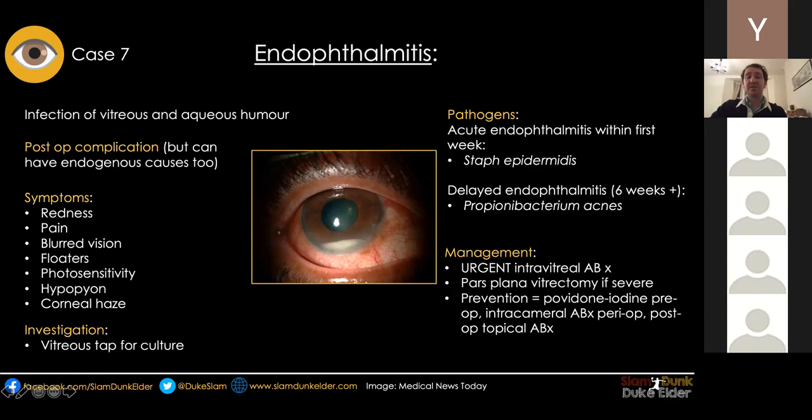In terms of investigation, you'd want to do a vitreous tap, where you take a sample of the vitreous, but you'd also treat with antibiotics at the same time. So you'd give intravitreal antibiotics, and that's the mainstay of treatment. You can do a vitrectomy if it's very, very severe. But yeah, this is a very serious complication of cataract surgery, which is generally quite safe.